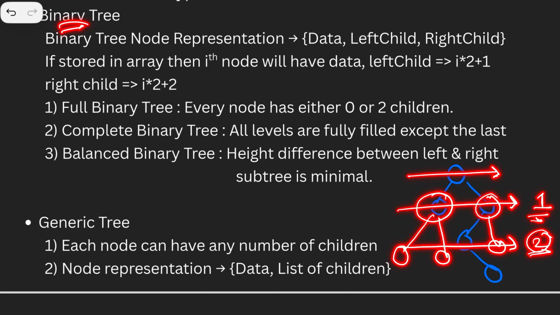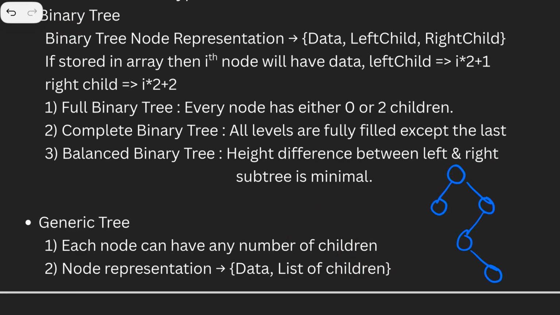So total children should have been 4. But we only have one child here. Correct? This one child is already present. On level 2, we should have 4 children, but we only have one child. That means level 2 is not completely filled. But look at this. All levels should be fully filled except the last one.